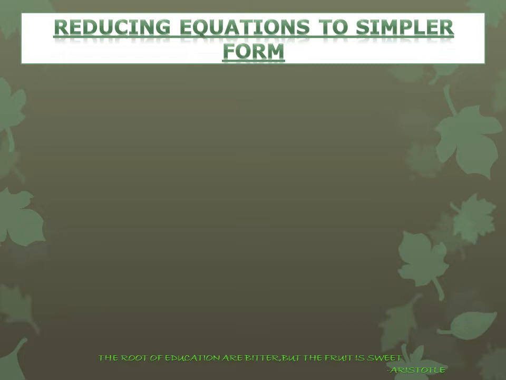Let us take one example. Solve (6x + 1)/3 + 1 = (x - 3)/6. This equation is a linear equation having one variable, but it is not in a simple form. There are some denominators in the LHS and RHS. For that, first we have to convert this equation into a simpler form.